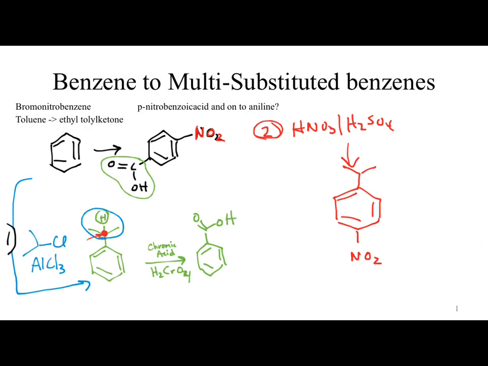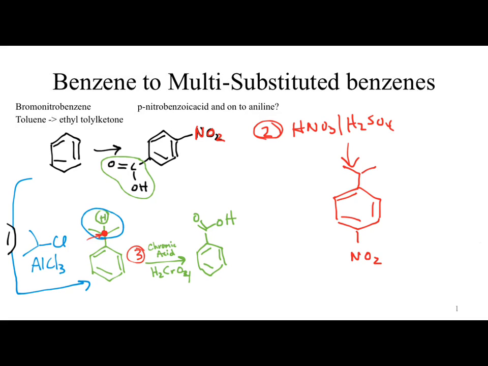But I don't have the benzoic acid. I don't have that carboxylic acid. How can I convert my alkane, my isopropyl, into a carboxylic acid? I can oxidize it with chromic acid. There's step 3.